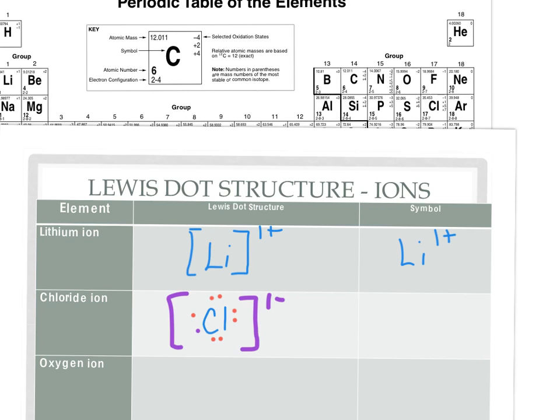Cl, 1 negative charge. Note that if it's just a one charge, we can drop the number 1 in front of it and it just be Cl negative or Li positive.